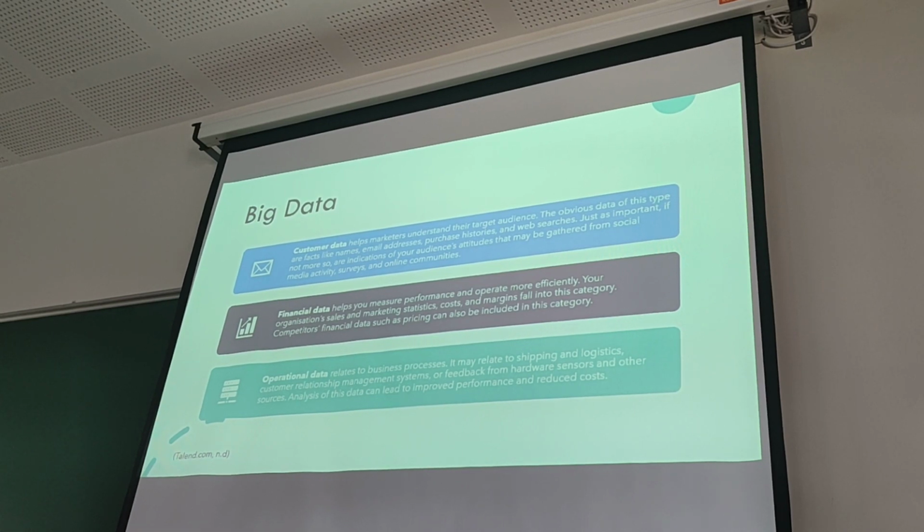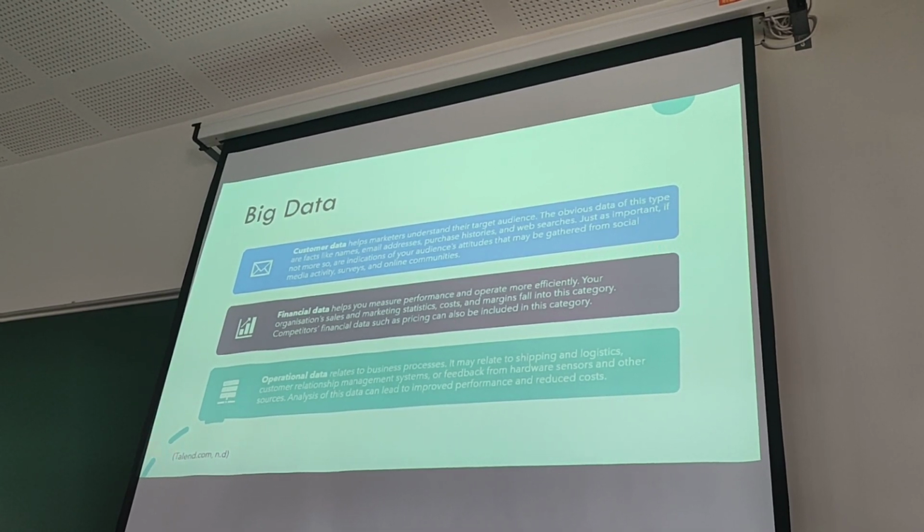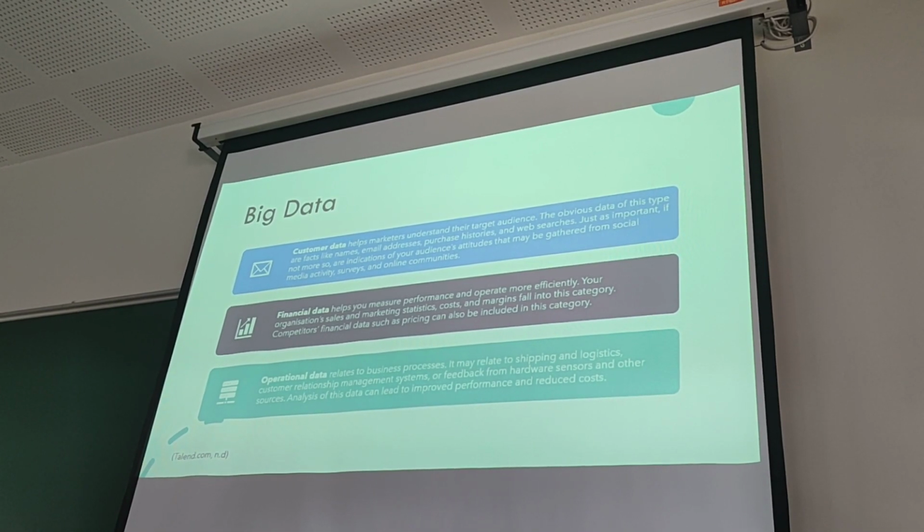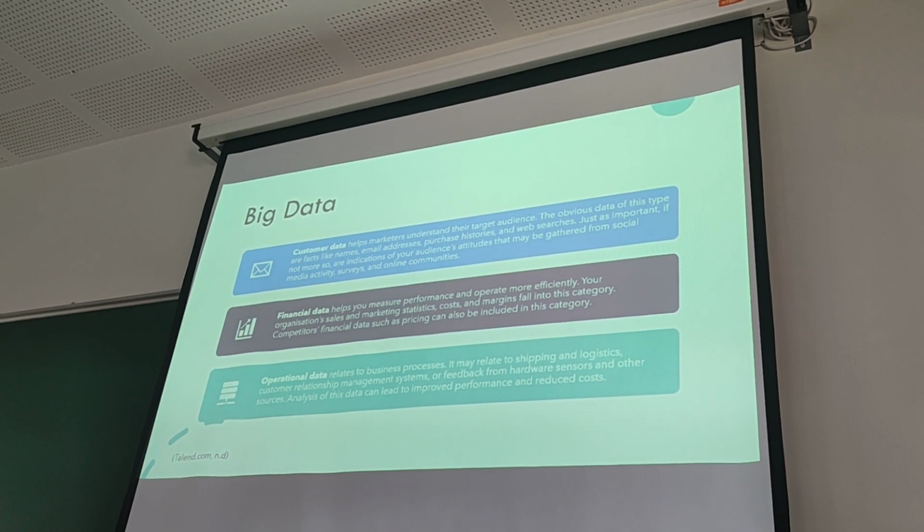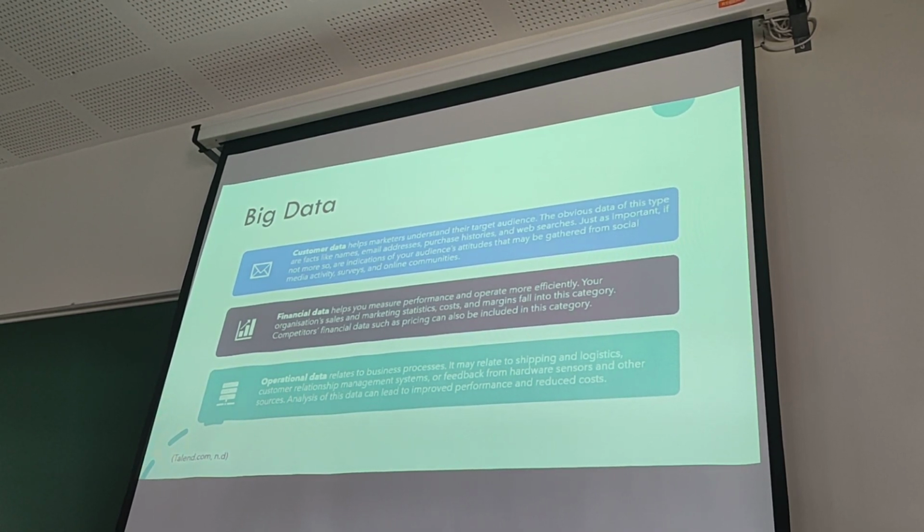So we've got a few different types. So customer data helps marketers understand their target audience. The obvious data of this type are facts like names, email addresses, purchase histories, that means what they've bought from us, web searches, what they've actually searched for. You can also gather their attitudes from social media activity, surveys, and online communities.